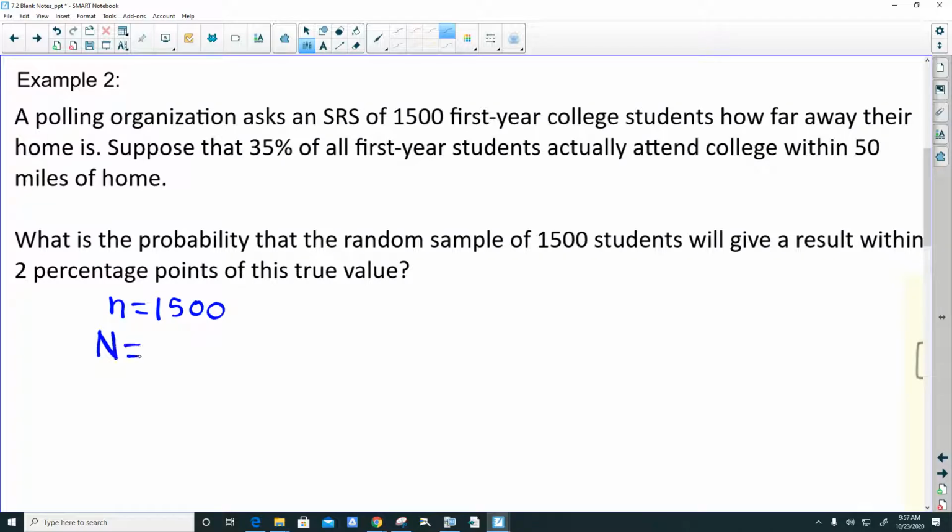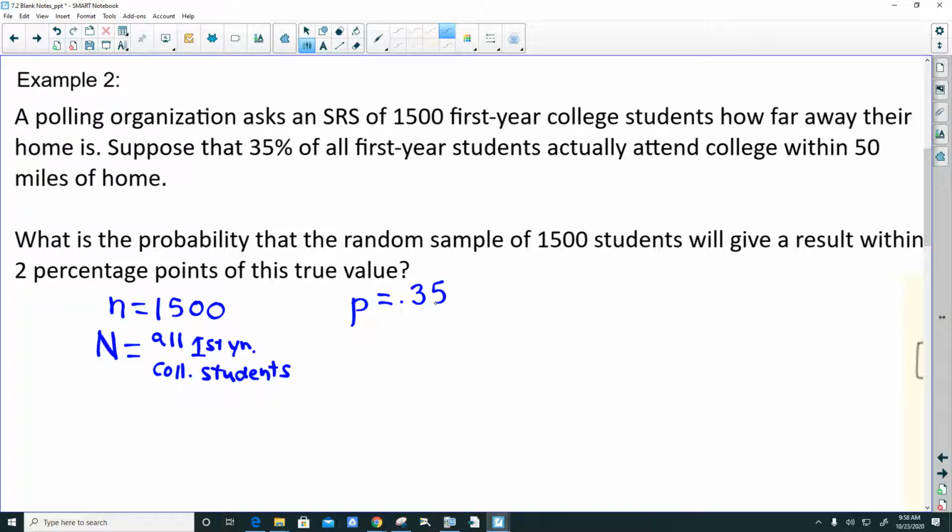They don't tell us what the size or the amount of all first-year college students are. So I'm just going to define the population, capital N, as all first-year college students. They don't have that value, but that is what the population does represent. They're also telling us that we're going to suppose that actually 35% of all first-year students attend college within 50 miles of home. So that's what they want us to use as our population proportion. So those are the 3 givens there.